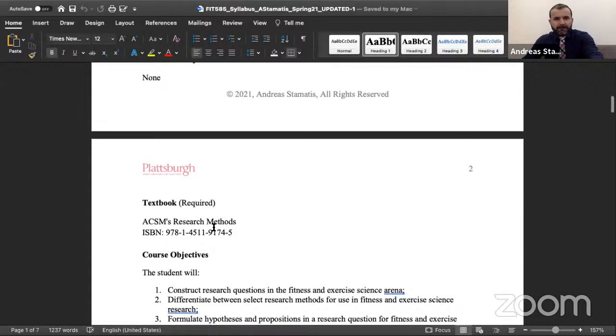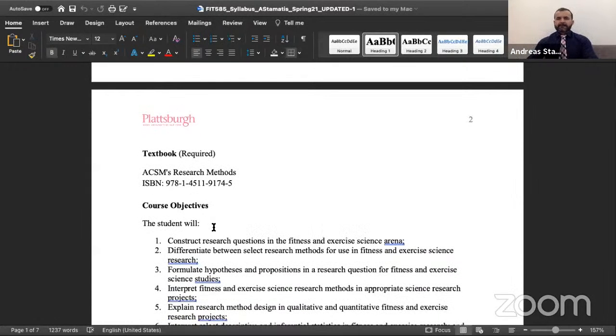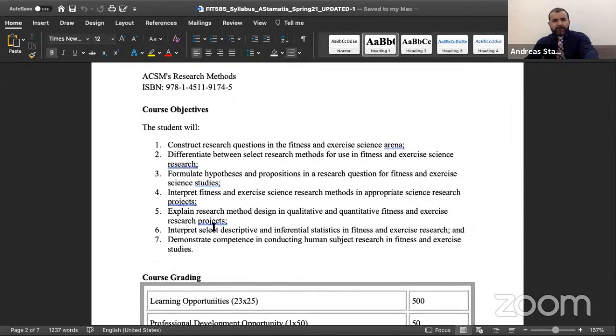No prereqs. This is our textbook, which you can get as an ebook, and it is required. So if you haven't already, please go ahead and purchase it through the bookstore or through a CSM website, or if you click the ISBN number, you can find the publisher and you can buy it from the publisher. Right, these are the course objectives, all the way from constructing research questions to demonstrating competence in actually conducting human research, which will be pretty much your research proposal.